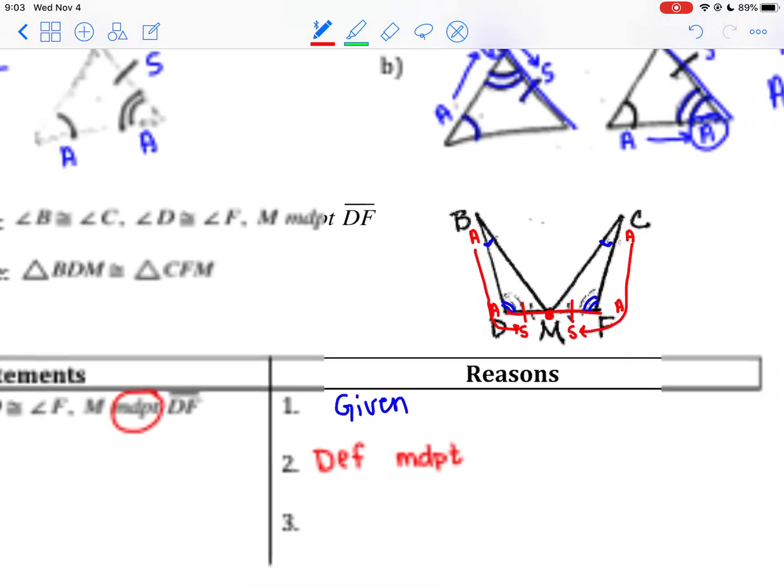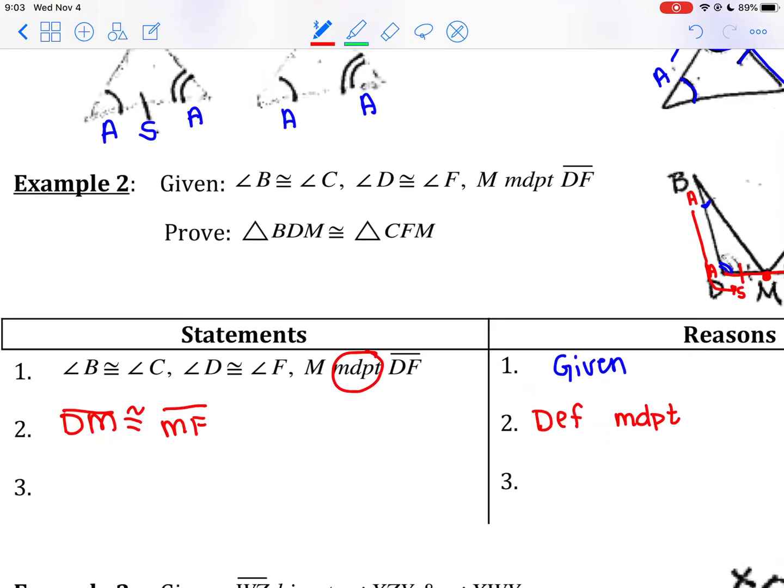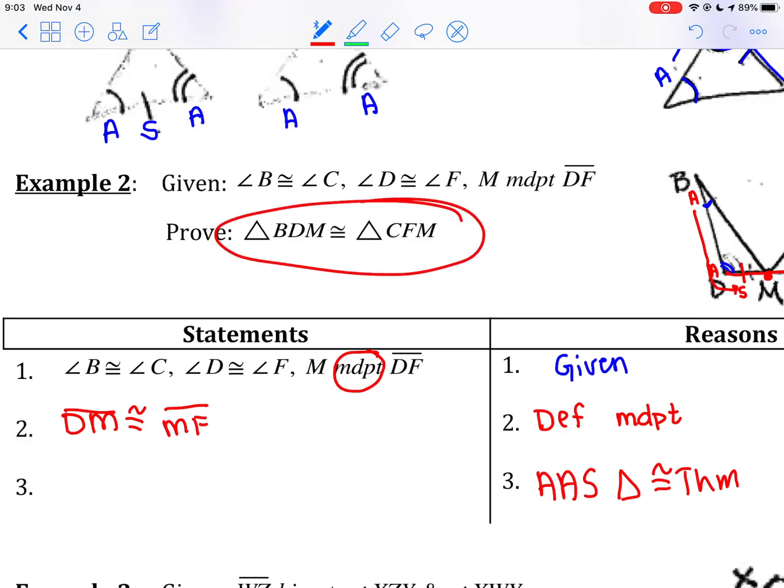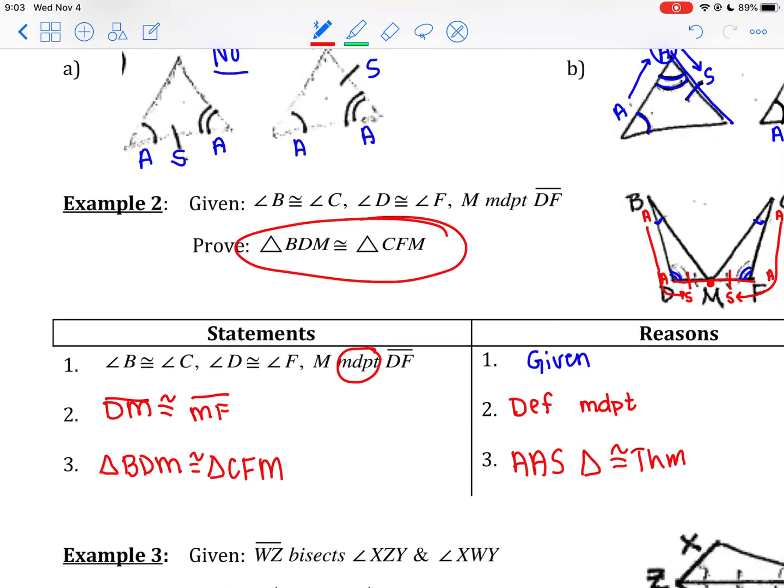We have enough now to say that the two triangles are congruent by that theorem. So that's the angle, angle, side, triangle congruence theorem. And since this is my prove statement, I'm going to take that exact statement that they told me. So it should already be lined up based on the corresponding parts. Triangle BDM is congruent to triangle CFM. So we have the two angle statements and a segment statement to make up angle, angle, side.